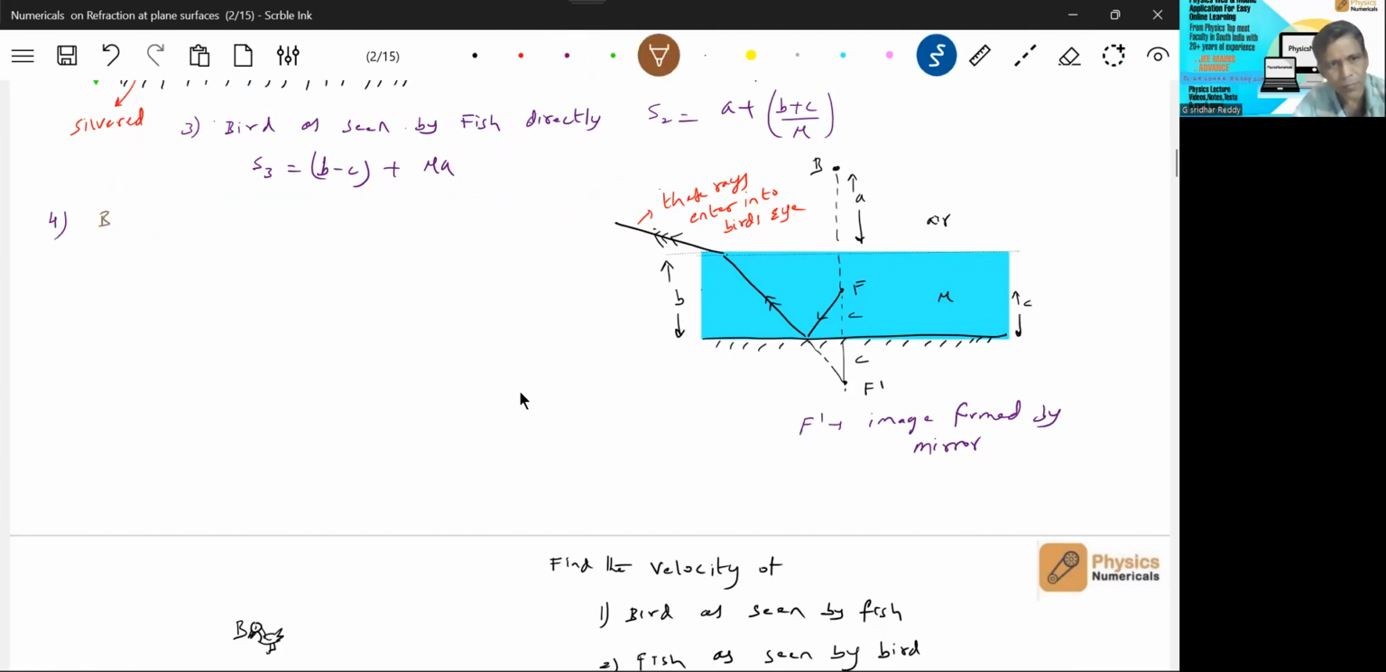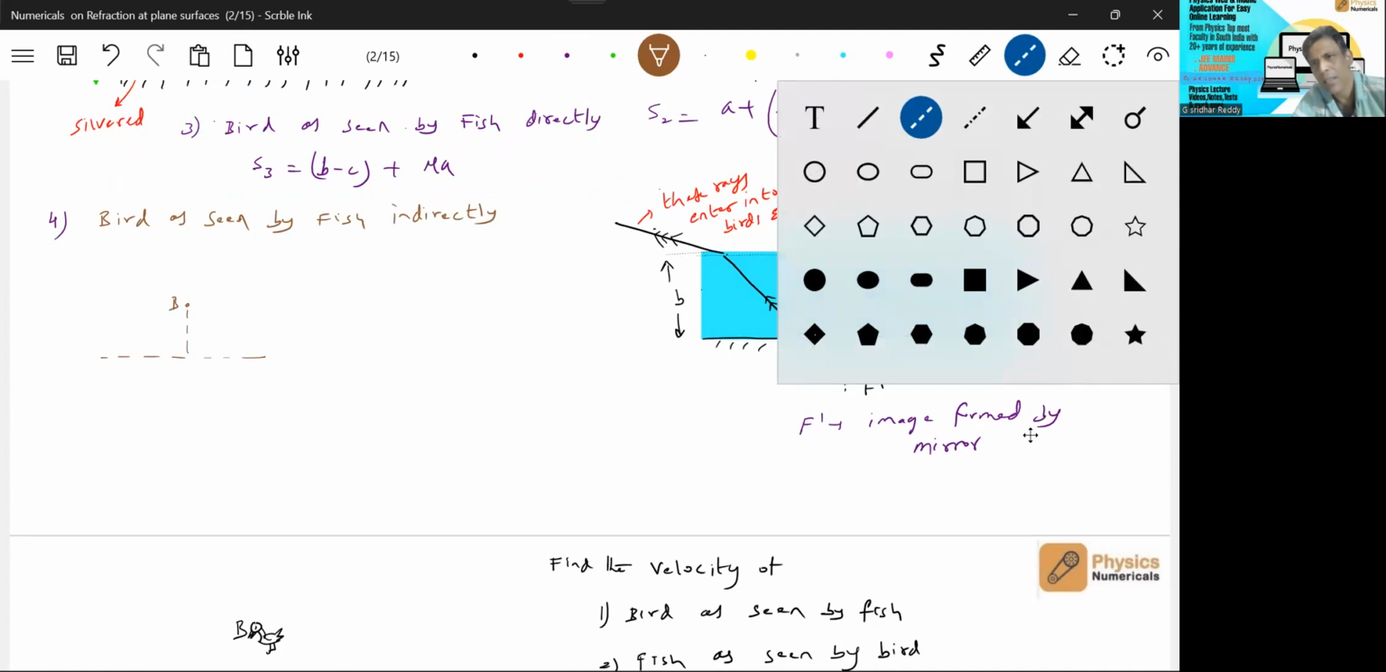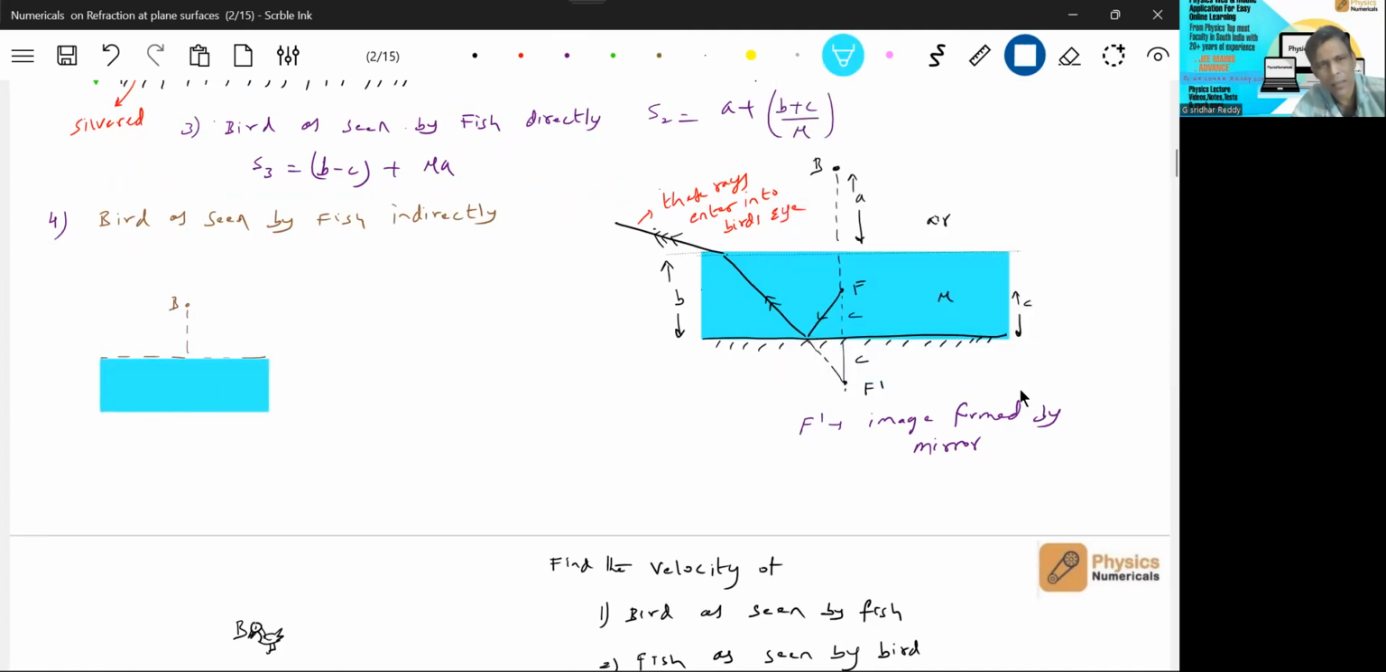Fourth one, indirectly. First the bird will be there. This is still bird 1. This distance is A. This is B. The fish is here. First, the bird will appear here, B dash. So this distance will be mu A.